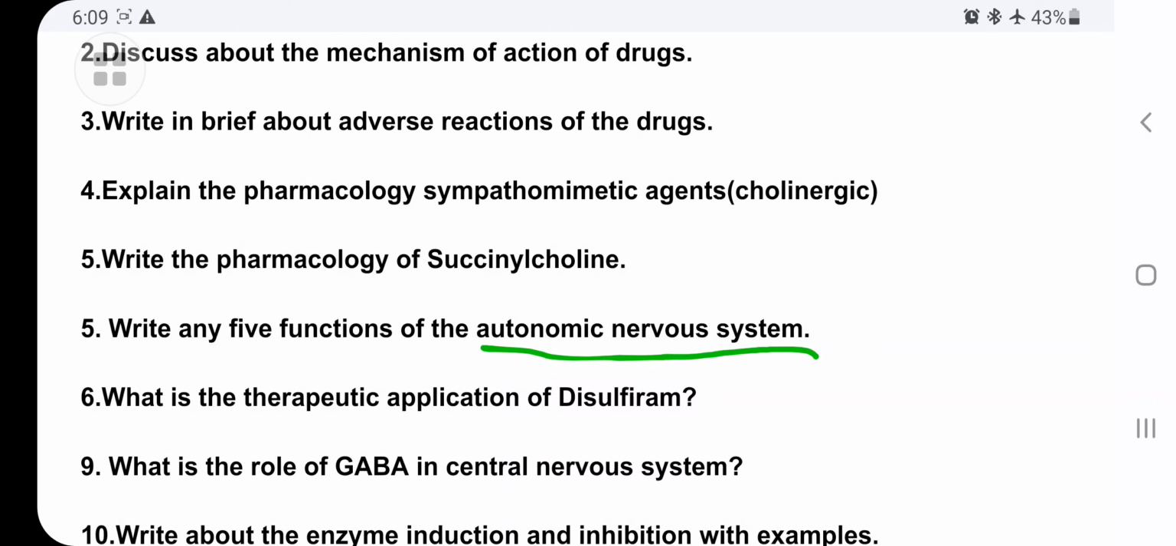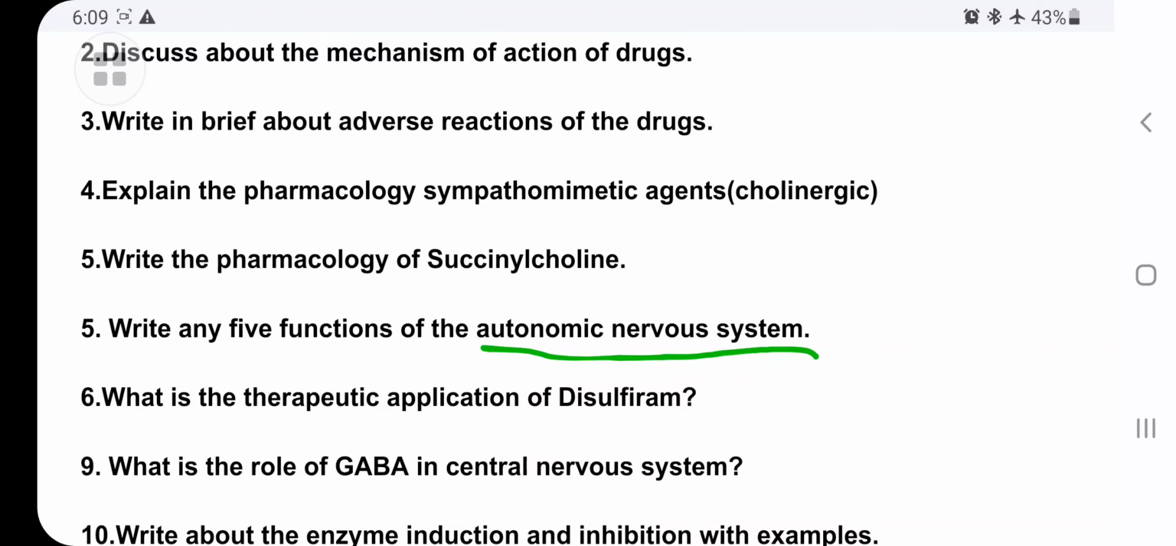Anticholinergic agents. Neostigmine, okay, physostigmine. These all are physostigmine. It is used to decrease the toxic effect of atropine sulfate. Atropine sulfate is an alkaloid.